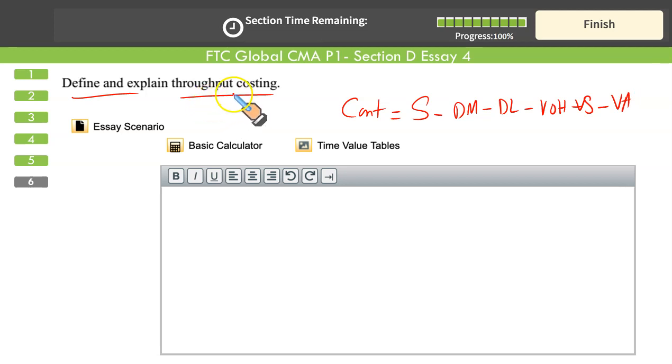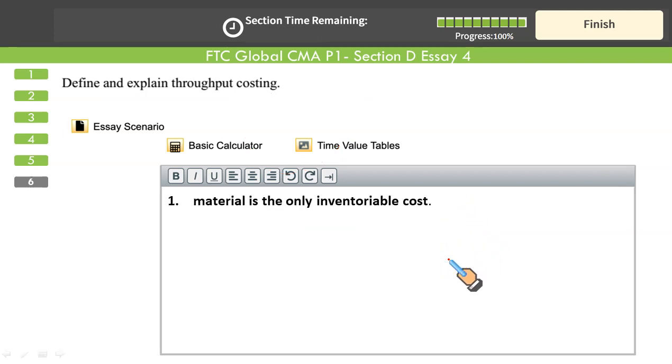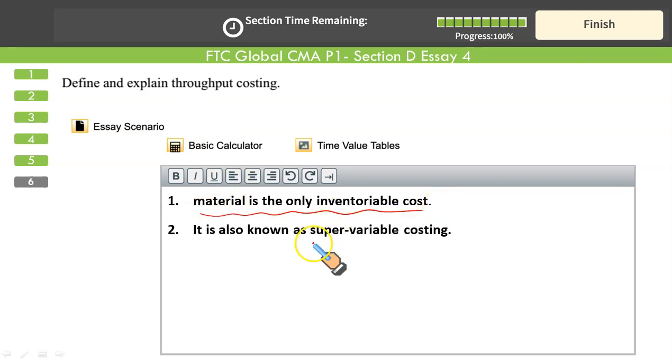But in throughput contribution, the only variable cost is direct material. Material is the only variable cost, the only inventoriable cost. It is sometimes also called the super variable costing. Remember? So, under throughput costing, material is the only inventoriable cost. And this is how we calculate the contribution margin.